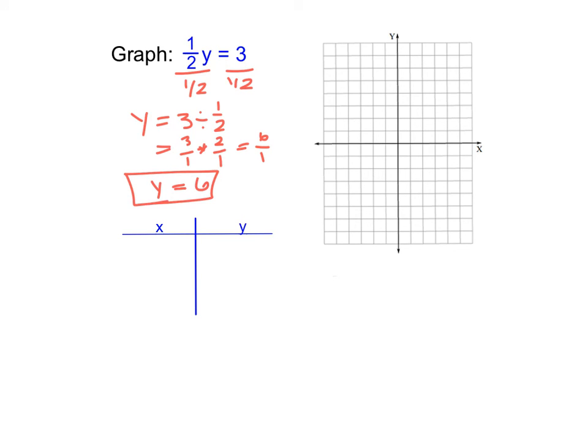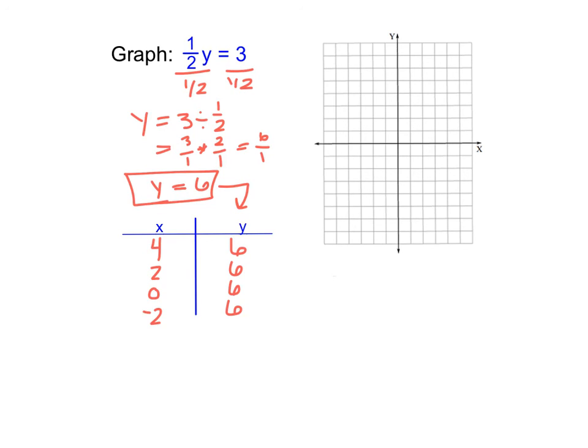So what this is telling me is that for every single point, the y value needs to be 6. So regardless of the point that I pick, the y value needs to be 6. The x values can be anything. So let's maybe pick 4, 2, 0, and -2. Because the x's can be anything, the y's just need to be 6.